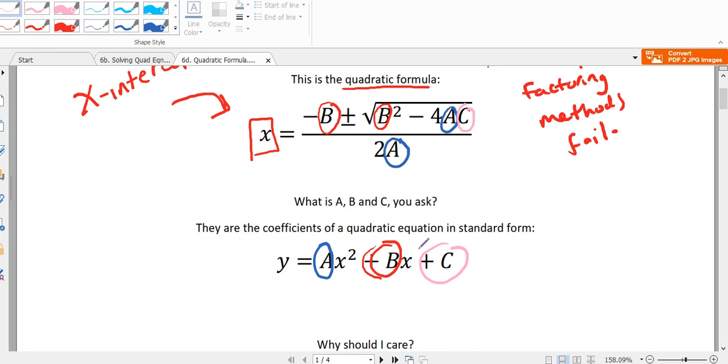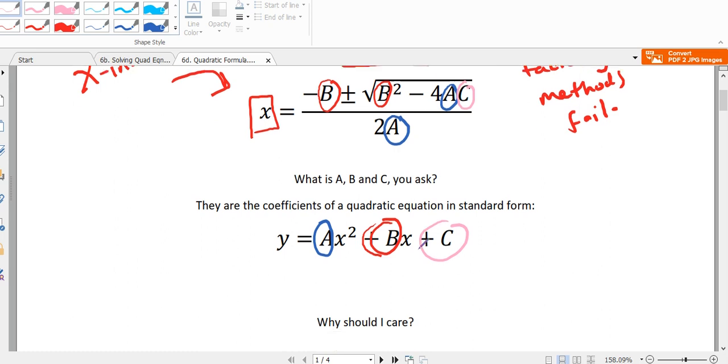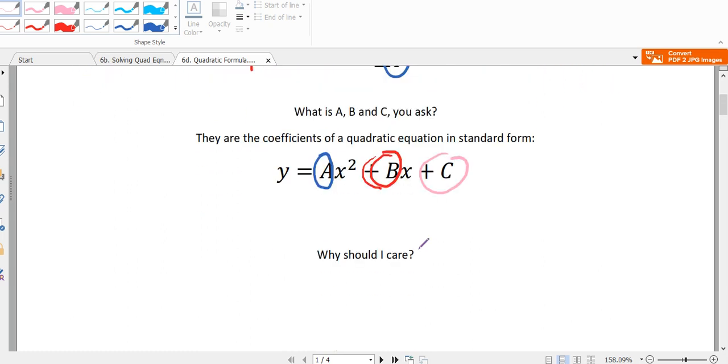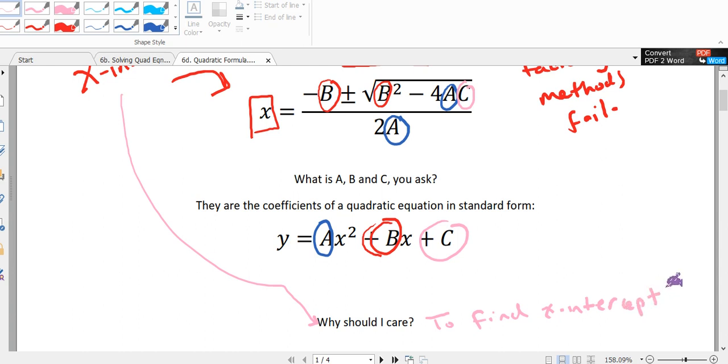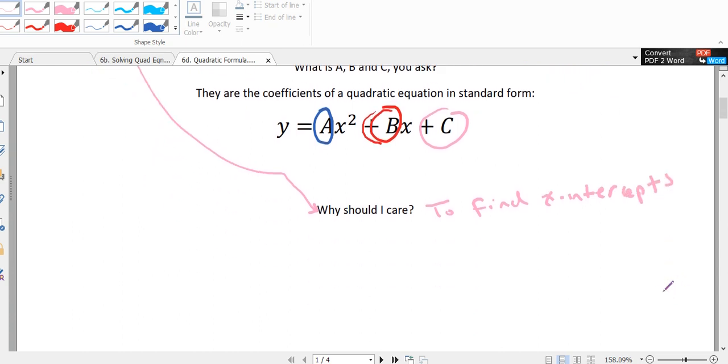So, does this mean that I can use the quadratic formula to find all x-intercepts? Yes, it does. So, why should I care? Well, I already answered that. To find x-intercepts. Now, I'm sure you have lots of questions, but don't worry, they'll be answered very shortly.